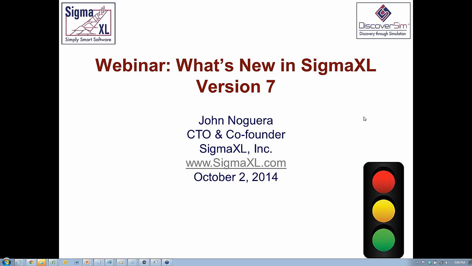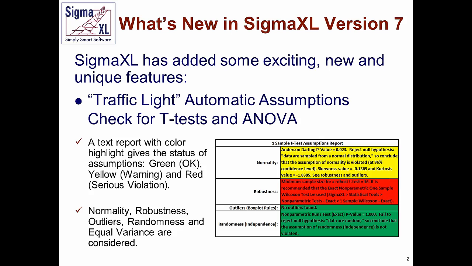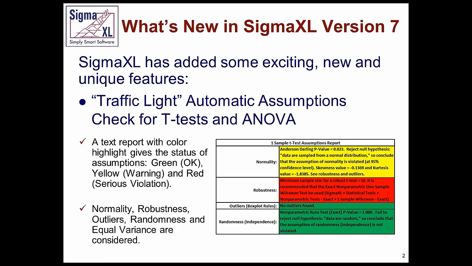Today's webinar, we are introducing the new features in SigmaXL version 7. The first area is in the automatic assumptions testing for t-tests and ANOVA. So we have red light, yellow light, green light, or red highlight, yellow highlight, green highlight, for the various aspects on the assumptions of a t-test and an analysis of variance.